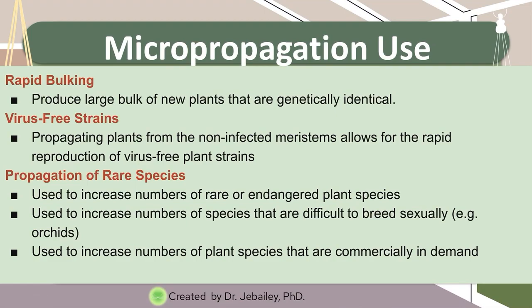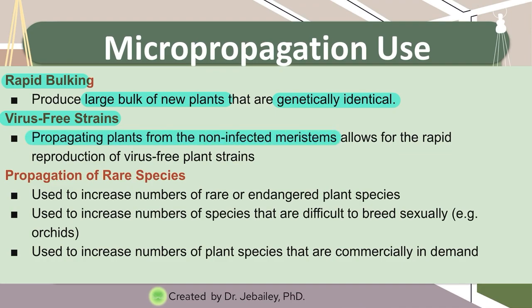Now, why would you use micropropagation? What is it used for? First, rapid bulking. When I say bulking, that means I'm making a large amount of samples of it. So producing large numbers of new plants that are genetically identical. You just want to make a massive amount of exactly the same thing. You can also use it for virus-free strains. What does it mean? It's propagating plants from the non-infected meristems.